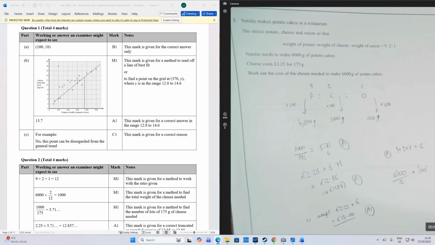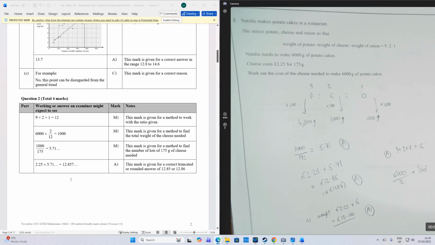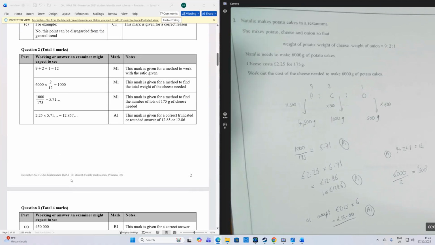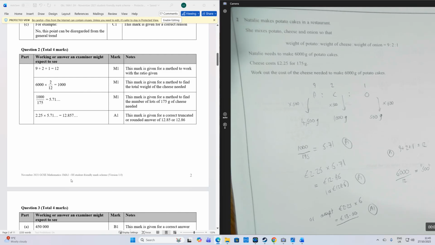Right, question 2. Let's have a look what's going on with this one. It says, Natalie makes potato cakes in a restaurant. She mixes potato, cheese, and onion. The ratio of the weight of potato to cheese to onion is 9 to 2 to 1. Natalie needs to make 6,000 grams of potato cakes, and cheese costs £2.25 for 175 grams. Work out the cost of the cheese needed to make the 6,000 grams of potato cakes.